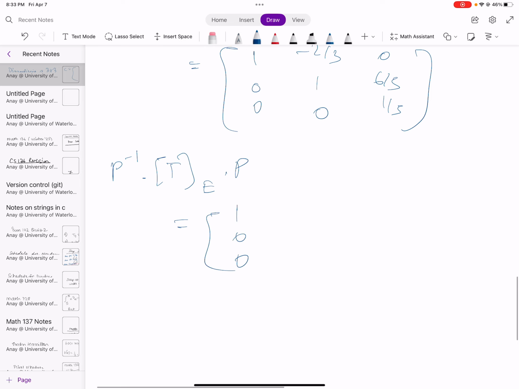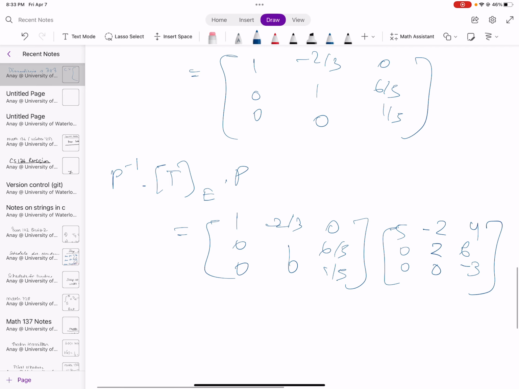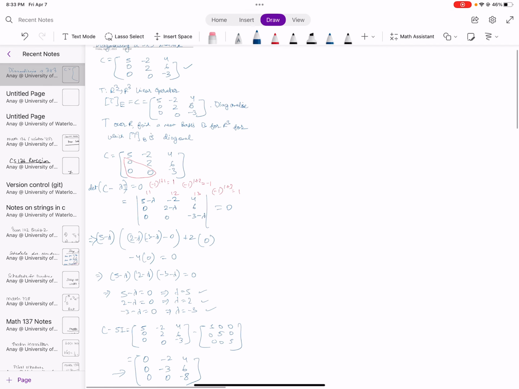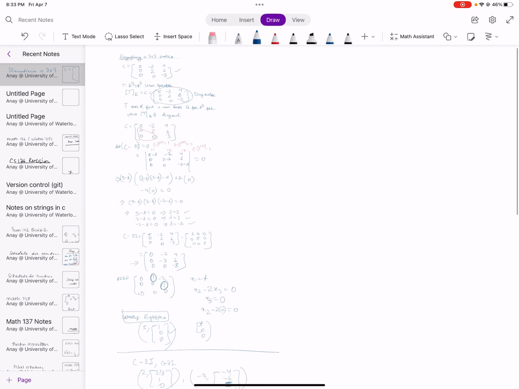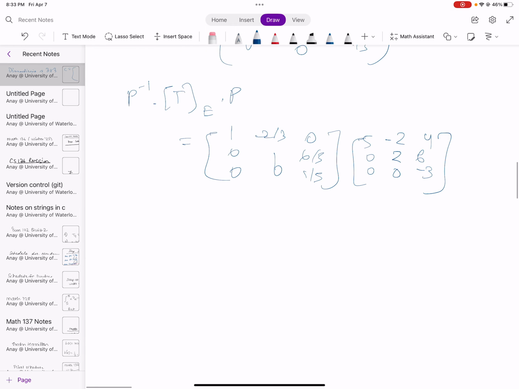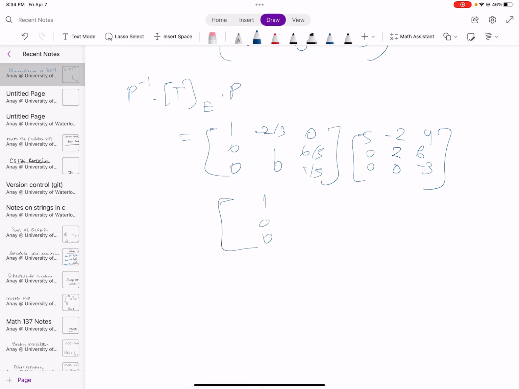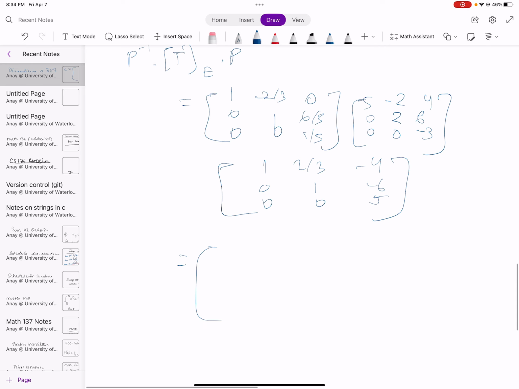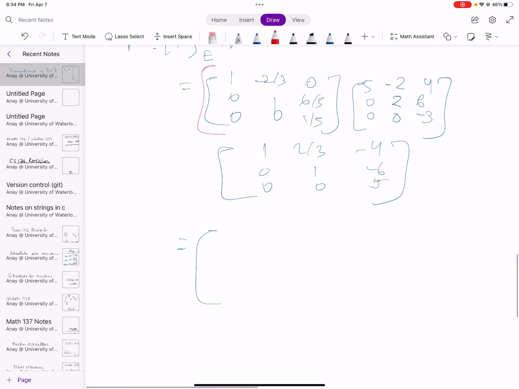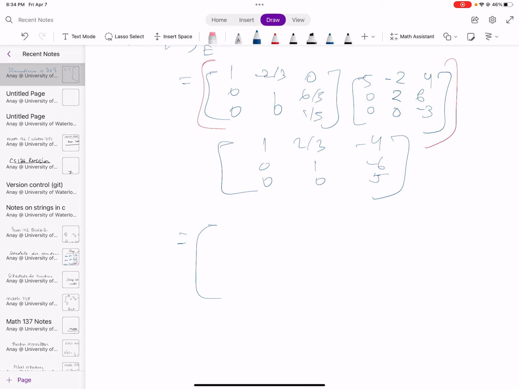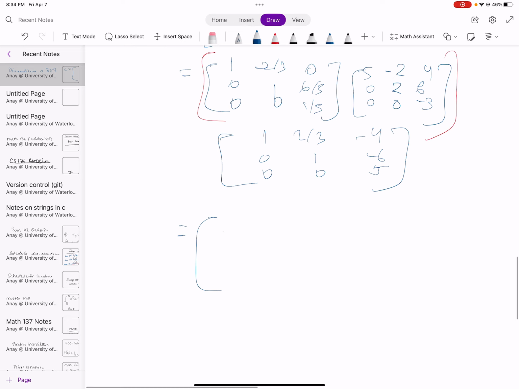So we have 1 0 0, -2/3 1 0, 0 6/5 1/5 times 5 0 0, -2 2 0, 4 6 -3. This is our T of E, which is given to us here, right? This matrix. So we take that and we do the calculation here, and we have a third matrix as 1 0 0, 2/3 1 0, -4 -6 and 5. So we multiply now.